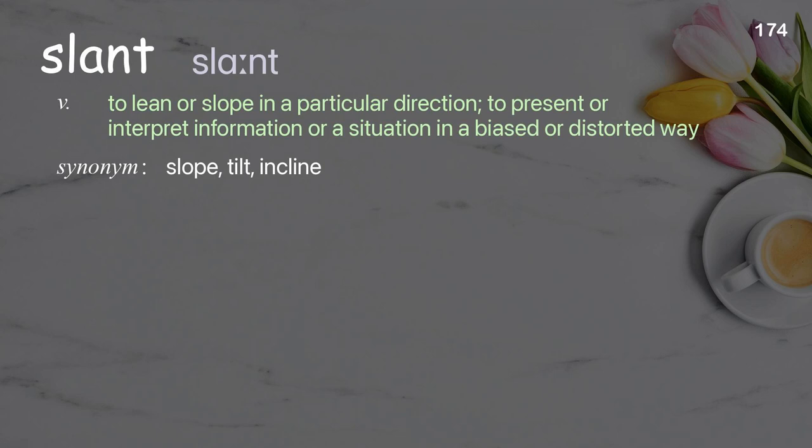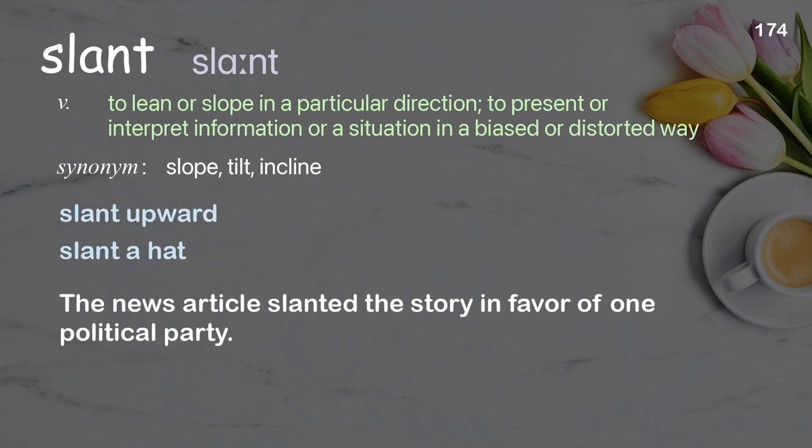Slant. To lean or slope in a particular direction, to present or interpret information or a situation in a biased or distorted way. Examples: slant upward. Slant a hat. The news article slanted the story in favor of one political party.